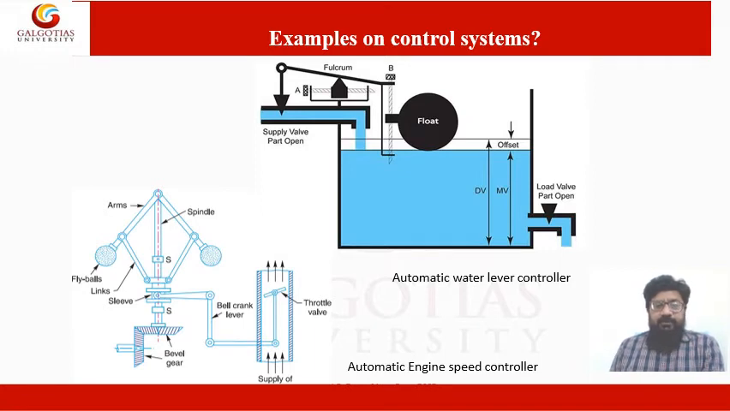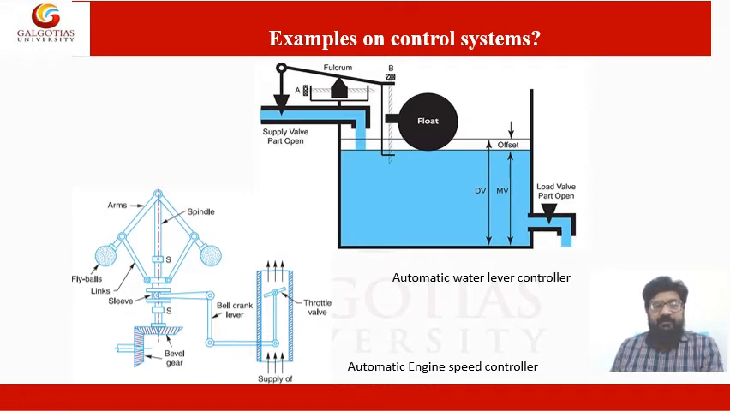Another example is the automatic engine speed controller, which uses fly balls. So we have already studied about it, how the fly balls move away because of the centrifugal force. If the speed is high, the sleeve moves up and the bevel gear rotates, and thus the supply of any fluid flow rate can be controlled. So such a system is required in an automobile engine where we want air and fuel mixing, so that we can obtain the required air fuel ratio for the proper combustion.